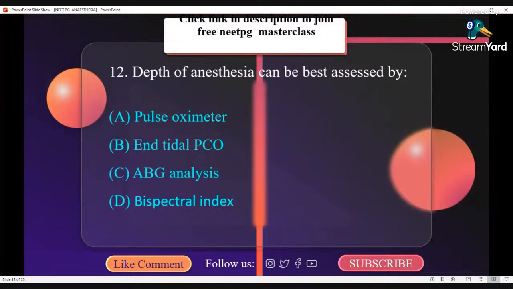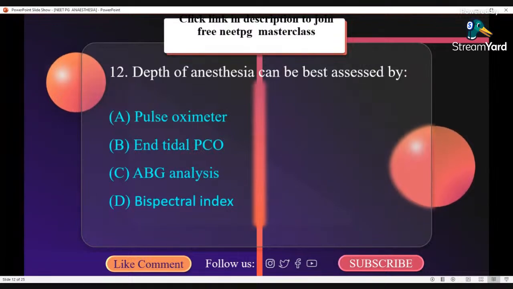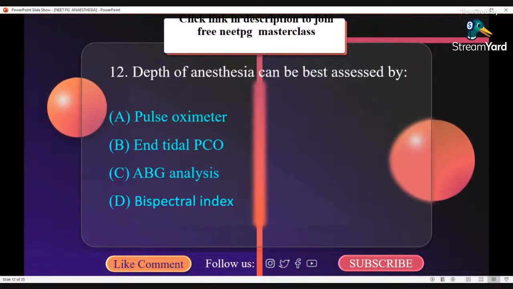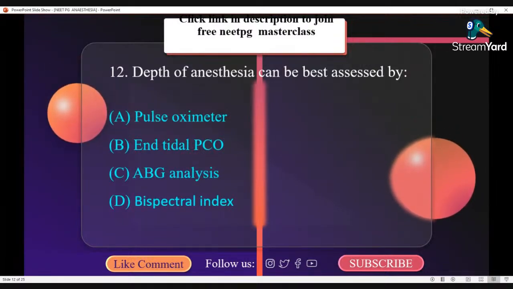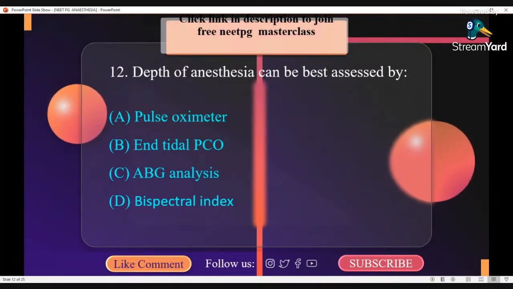Depth of anesthesia can be best assessed by A. Pulse oximeter, B. End-tidal PCO2, C. ABG analysis, and D. Bispectral index. The correct option here is D, bispectral index.